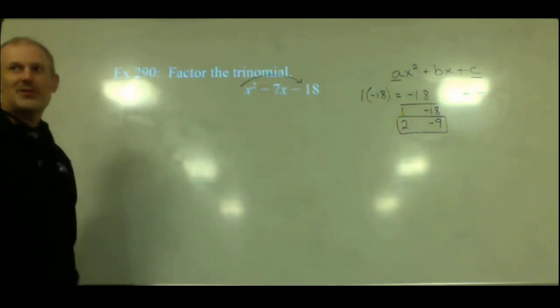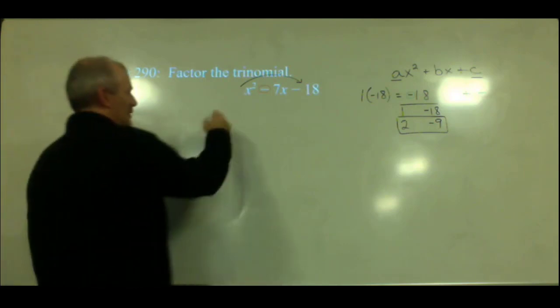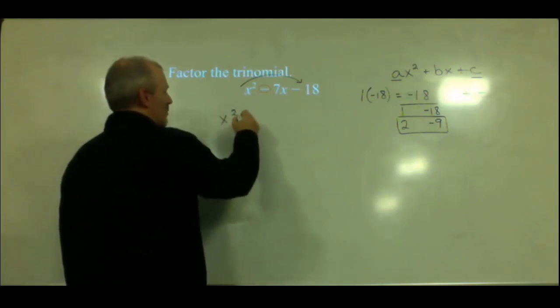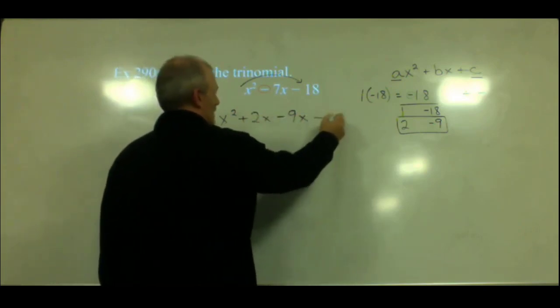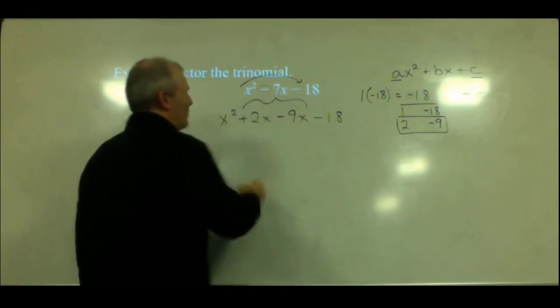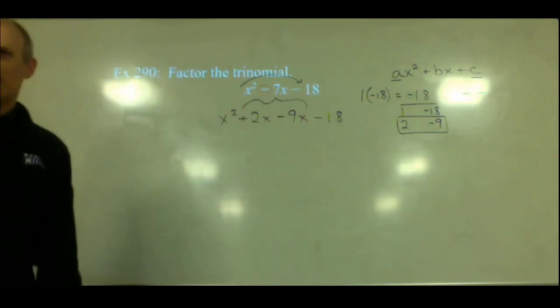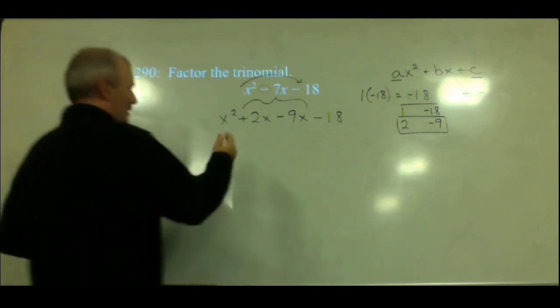So what do we do with those two numbers now? Put them in the middle. x squared plus 2x minus 9x minus 18. And again, I'll say it a few more times. Those have to add up to be that middle number. If they don't, you did something wrong. And then we factor by grouping.